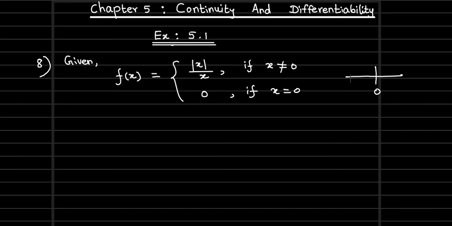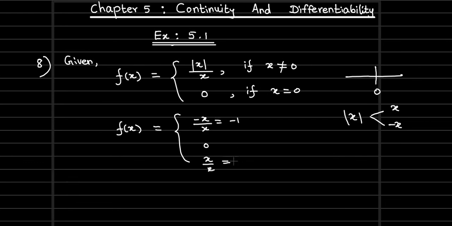When we redefine the modulus function, we will get two functions. One is negative, the other one is positive. So let's redefine this function first. Modulus of x, when we redefine it, we will get two things: one is positive x, the other one is minus x. Minus x I have written, then 0, and x by x. Minus x by x is what? Minus 1. X by x is positive 1.